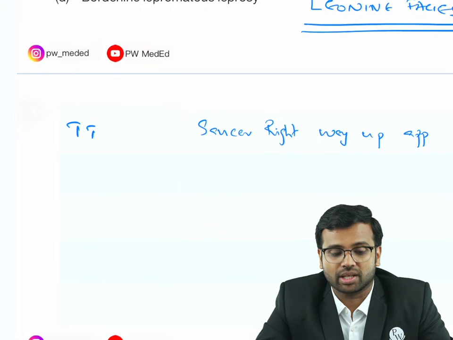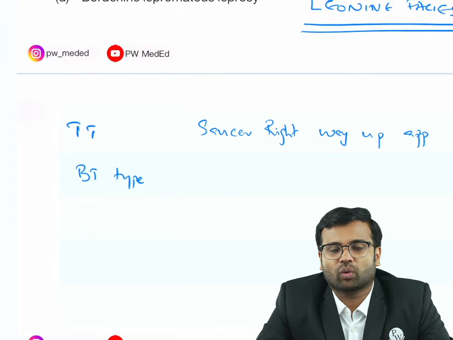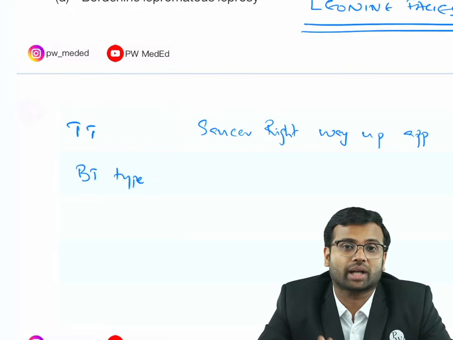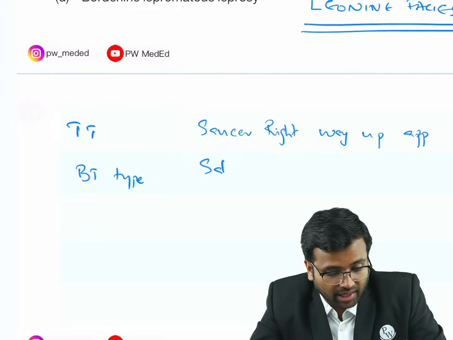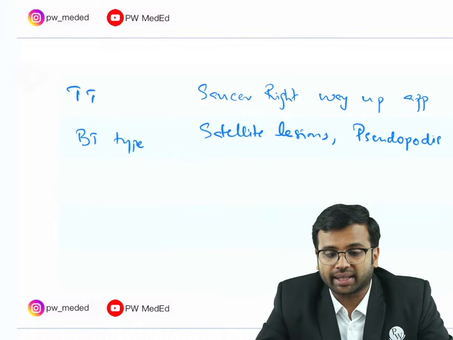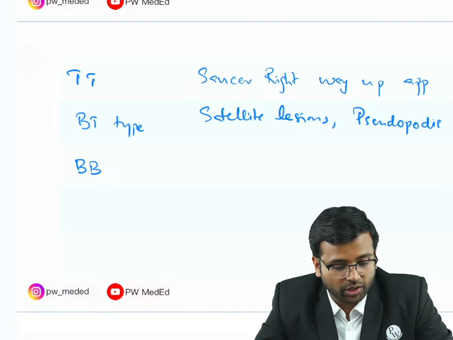What about BT type of leprosy? In BT type, what is the type of lesions that you can see? In BT type, it's very important because this is the most common type of leprosy in India, isn't it? So when it comes to most common type of leprosy, what is the type of skin lesion that you can see? You can see satellite lesions, and you can also see pseudopodia. Finger-like projections are also seen. So satellite lesions and pseudopodia can also be seen. Now BT is over. Now the next one is BB type.